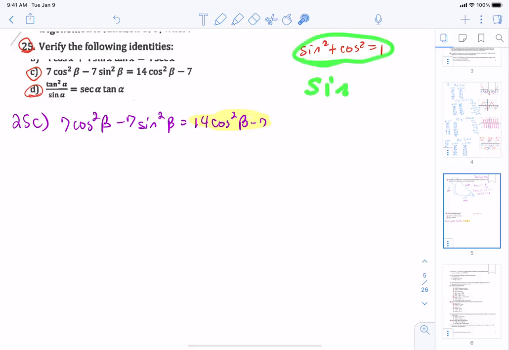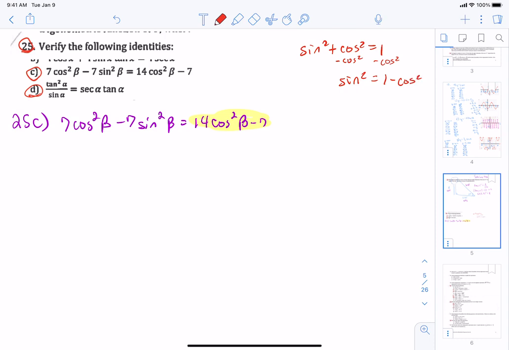So it said sine squared equals. What could I do mathematically to rearrange so it says sine squared equals? Subtract the cosine squared. So if I subtract a cosine squared from both sides, I know that sine squared is equivalent to 1 minus cosine squared. So that's a legal substitution. So I am going to take out the sine squared that I see here, and I'm going to replace it with a 1 minus cosine squared.